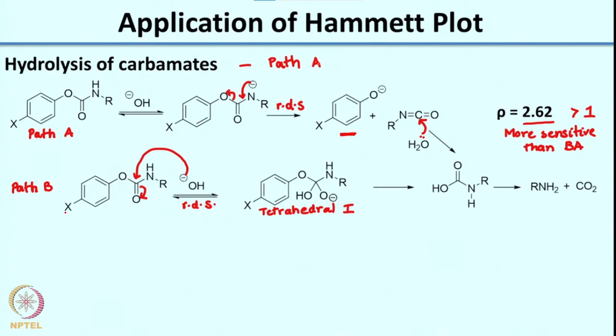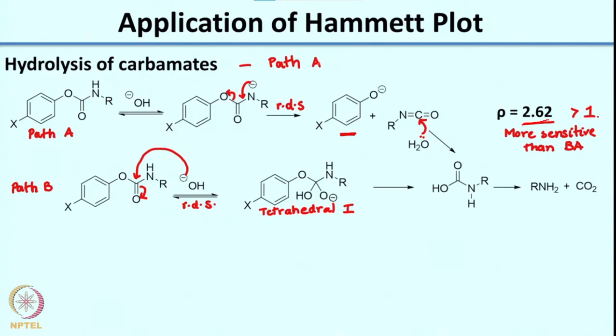Then via path B, if the reaction proceeds via path B, this OH minus will attack the carbonyl carbon to give the corresponding tetrahedral intermediate, and that tetrahedral intermediate will undergo elimination to give the corresponding product. But which mechanism will be followed by the reaction, we have to predict via the Hammett plot. So as you can see, the rho value is given as 2.62, correct? 2.62. That is a positive value.